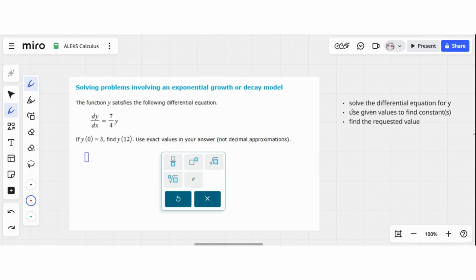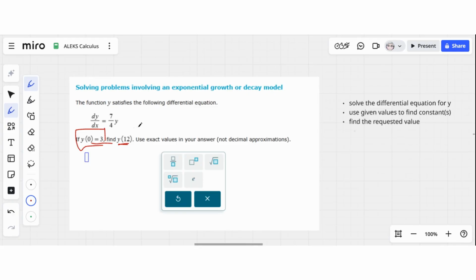I've written myself some notes because these problems can be a little bit involved sometimes. We're going to want to solve the differential equation for y, and then use these given values here. Actually, we're going to use these given values to find the constants that come up in our equation, and then use the final equation to find the value that's being requested. So let me show you how this works here.